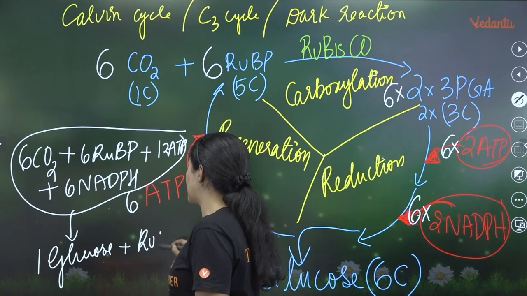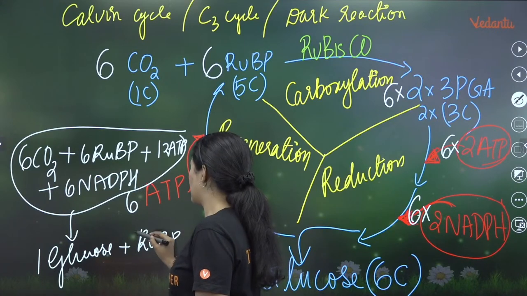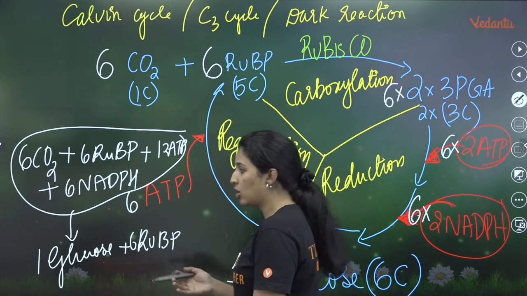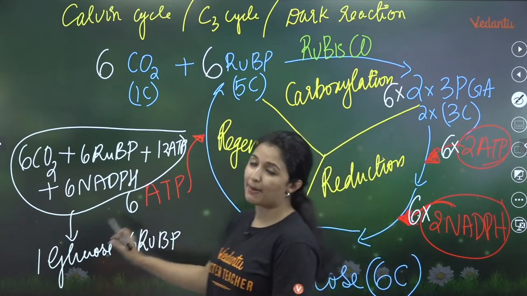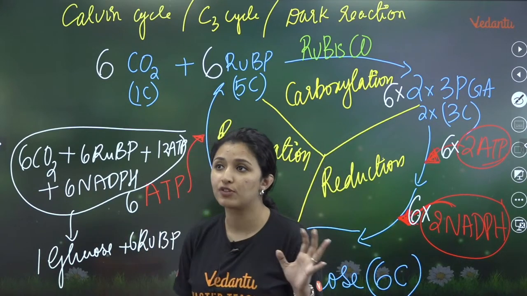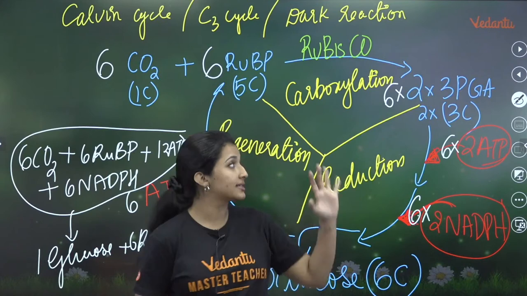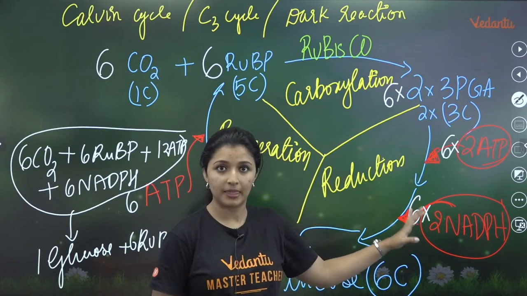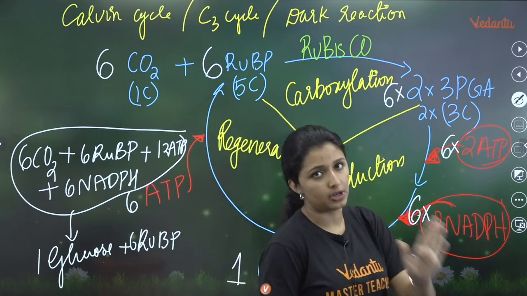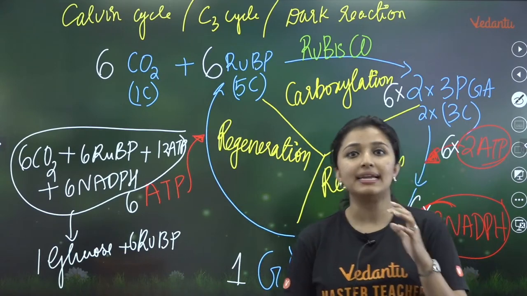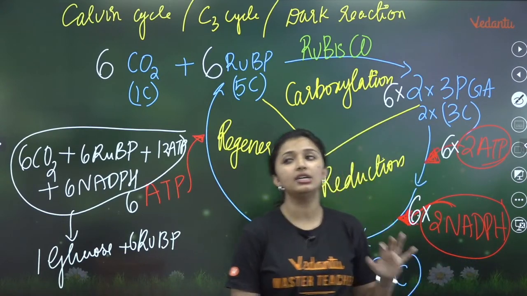RuBP has to be given back. 6 RuBP has to be given back. So for this to happen, we require 6 turns of the cycle. This entire process has to happen 6 times. That is how you make glucose molecules. So, where does this take place? It takes place in the stroma.